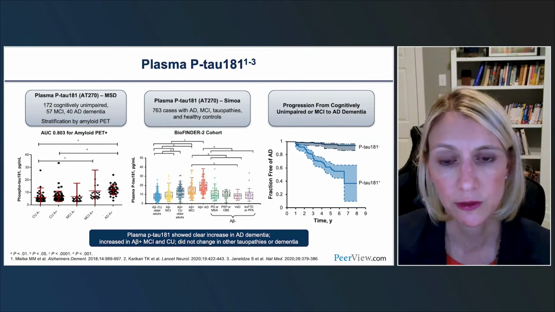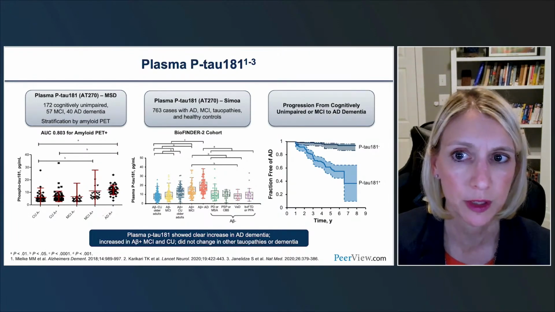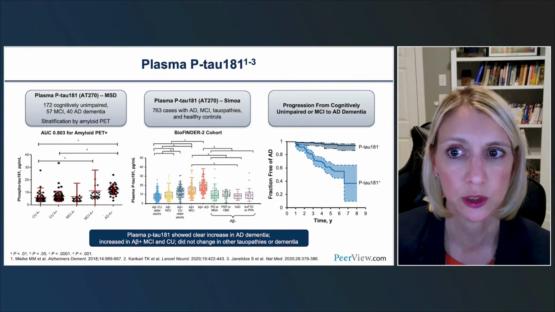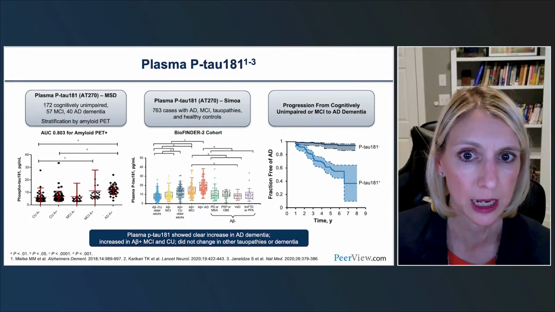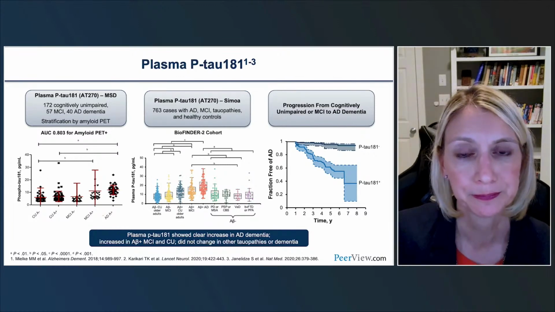Now, in addition to diagnosing or being good at detecting amyloid pathology, high levels of plasma p-tau have also been shown to predict progression from cognitively unimpaired individuals to MCI and also from MCI to dementia.